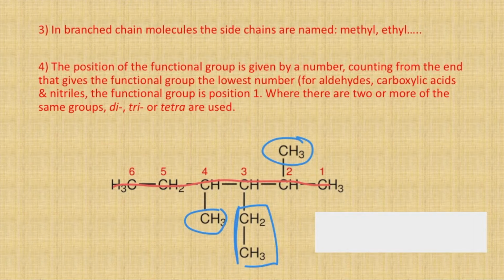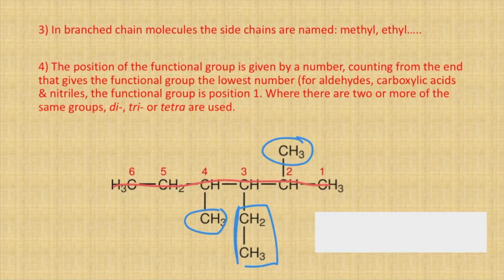Now, if we have an aldehyde, a carboxylic acid, or a nitrile in there, then wherever that group is, that becomes position number 1. And if there are 2 or more of the same group, then we would use di, tri, or tetra. So let's have a look at this molecule here. You can see that I've got 6 carbons, so we're going to start with hex. There's no other functional groups there, so it's going to be hexane, but I've got 2 methyl groups and an ethyl group. So I need to put those in alphabetical order, ignoring the di, tri, or tetra.